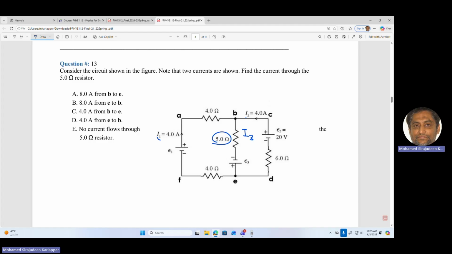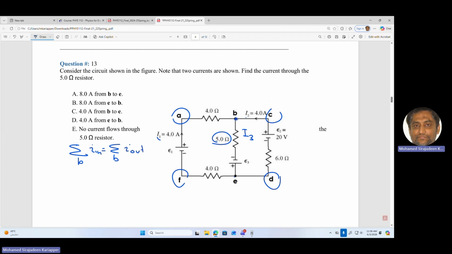Now, two currents are given and there are only 2 loops here. So it looks like we have to use the junction rule. Is this a junction? No, it's just a bend. So B is a junction, E is a junction. This is not a junction, this is not a junction. Either you choose B or you choose E, you'll get the same answer. So let me apply the junction rule at B. I in is equal to I out at junction B.